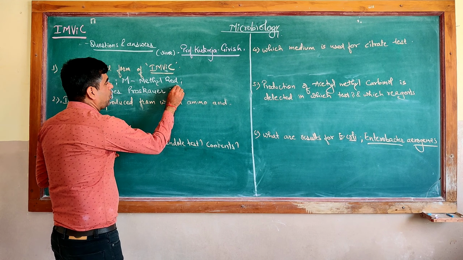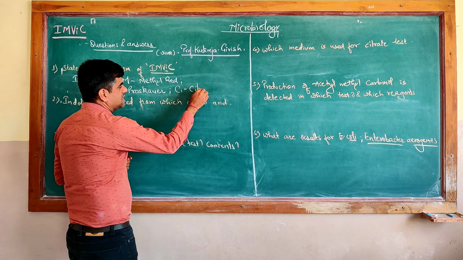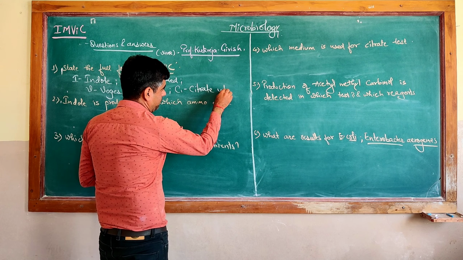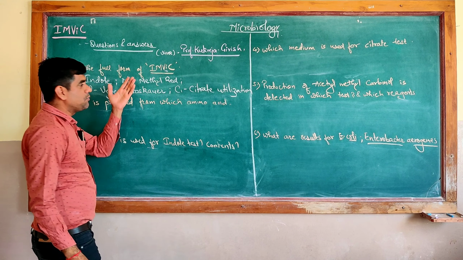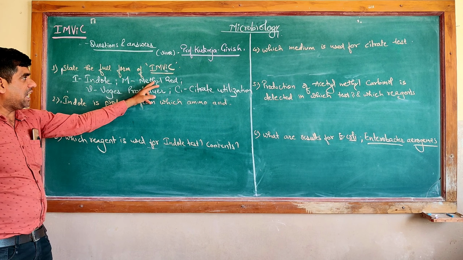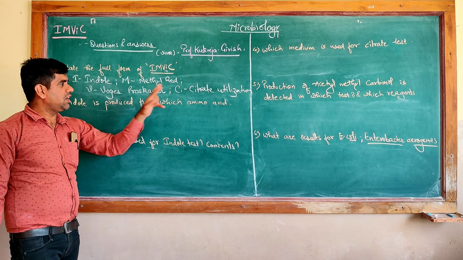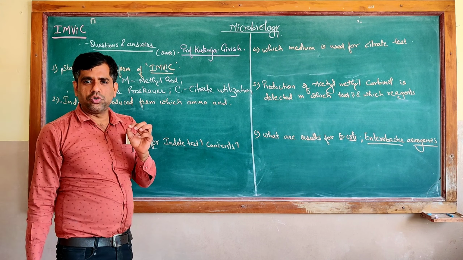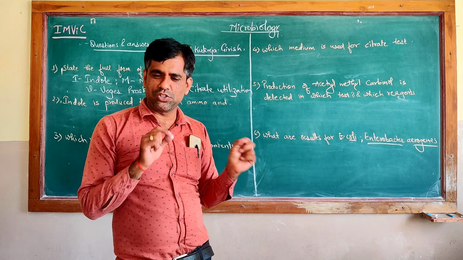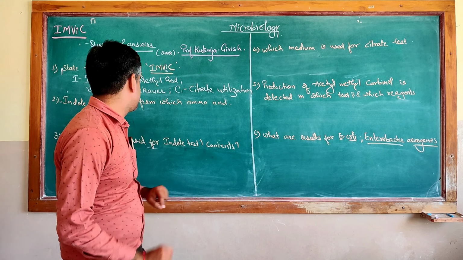And then we talk about C, which gives the citrate utilization. So this is the full form of IMViC: indole, methyl red, Voges-Proskauer and citrate utilization. This I sometimes refers to as a connector, so it does not have an individual meaning as such.